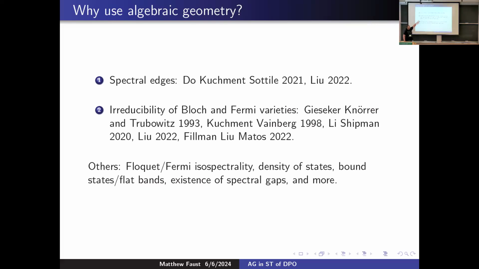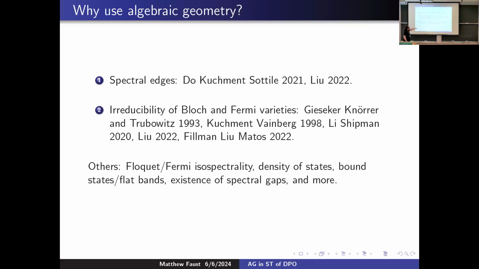for studying the spectral edges. So these correspond to, as I mentioned, those endpoints of the spectrum. And I'll also talk about irreducibility of Bloch varieties. So this is, again, just an algebraic property, but this has consequences for the spectral theorist in terms of certain properties of our spectrum, which I'll mention as we get there.